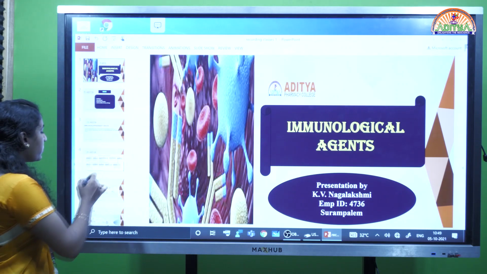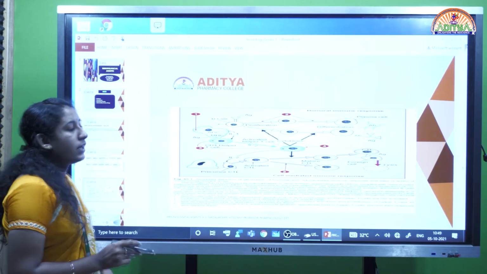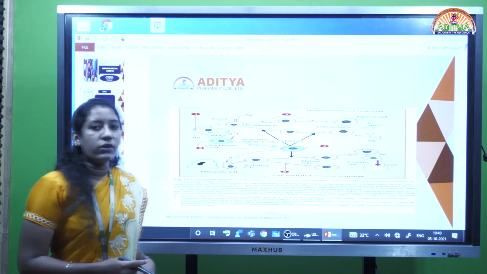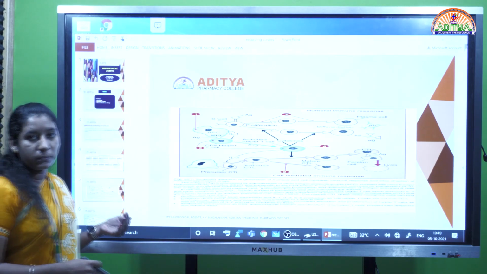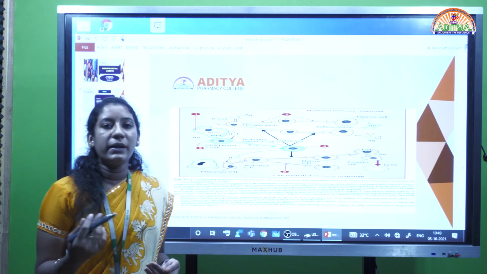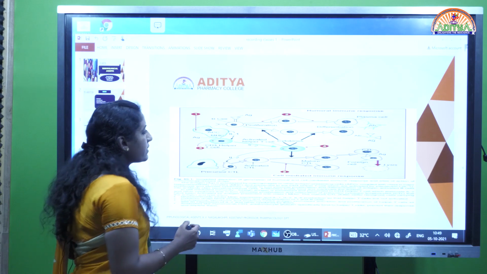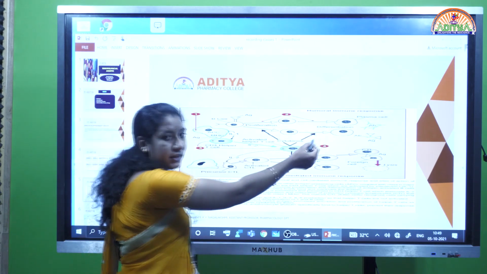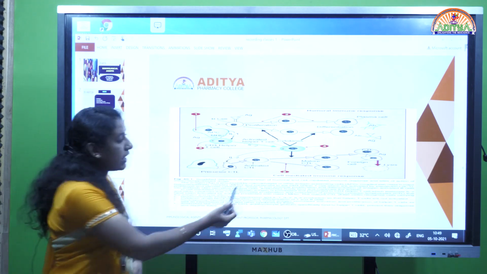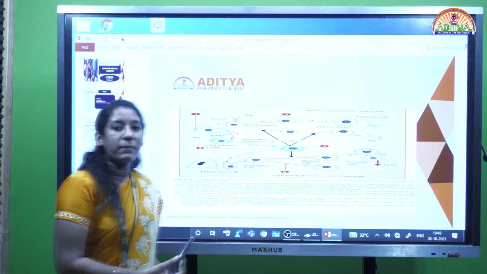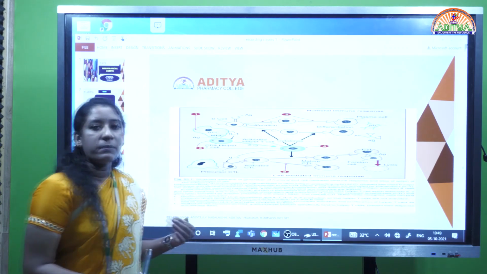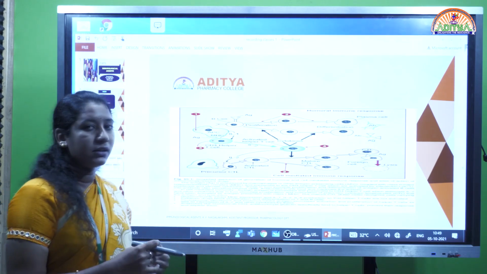Adaptive immune responses are of two types: humoral mediated immunity and cell mediated immunity. Before going into the classification of this topic, we need to know how the immune responses are mediated by T cells and B cells. Humoral immune responses are mediated by the B cells, whereas cell mediated immune responses are mediated by T cells.